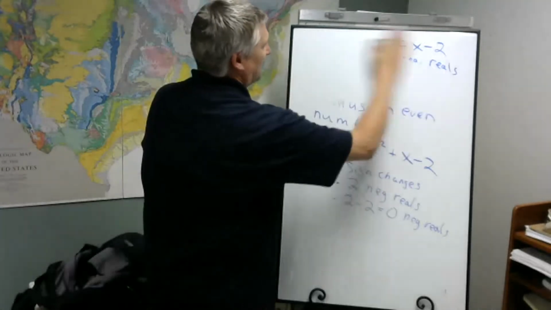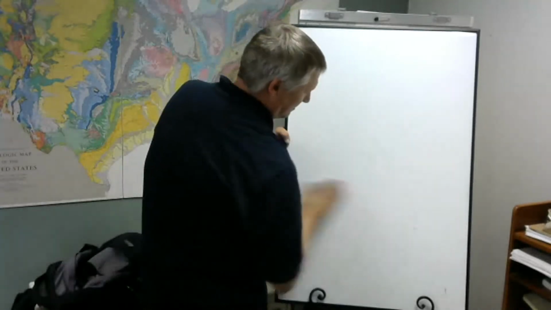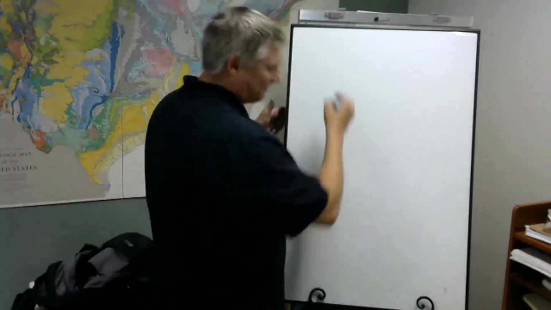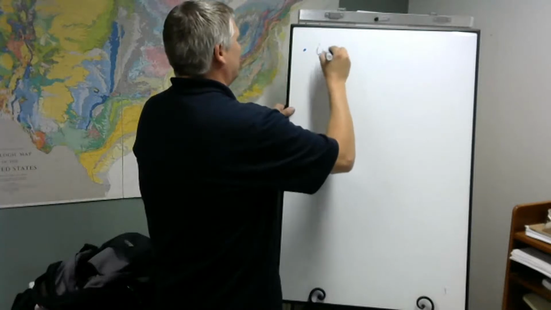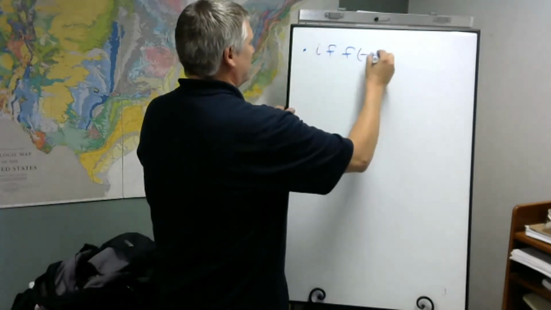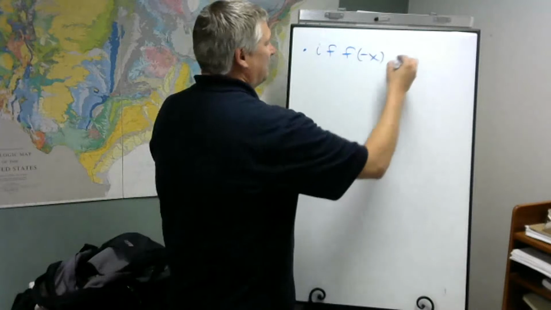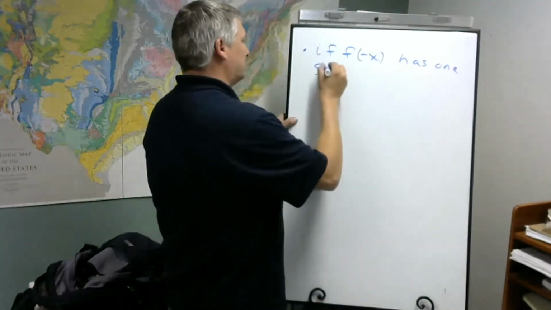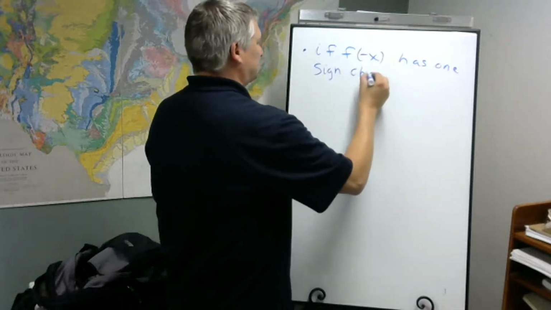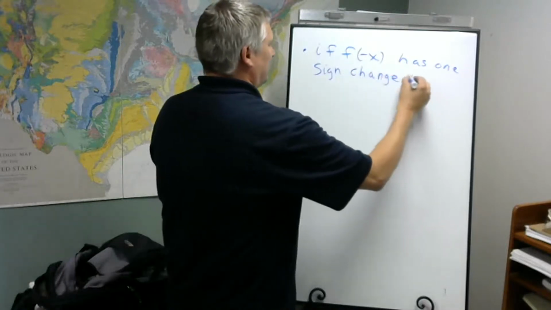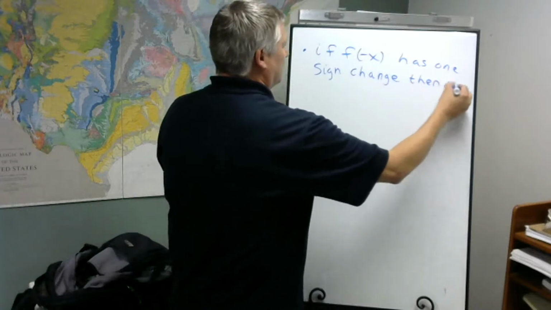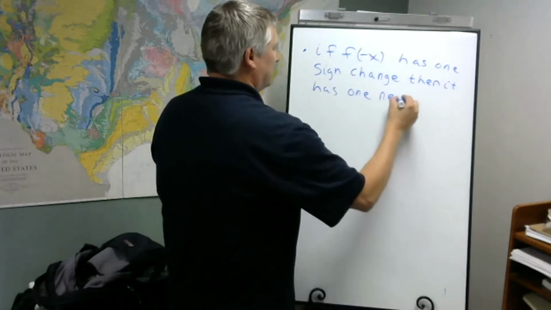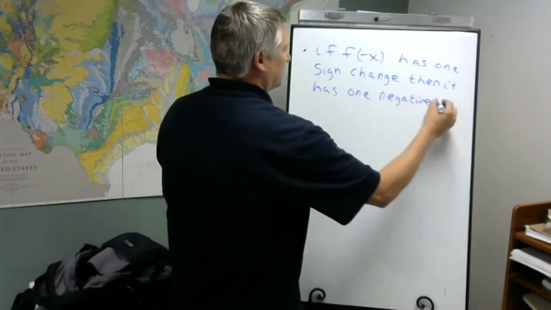Anyway, finally, we have this, something concrete. If f, or a little more concrete, if f of negative x has one sign change, then it has one negative root.